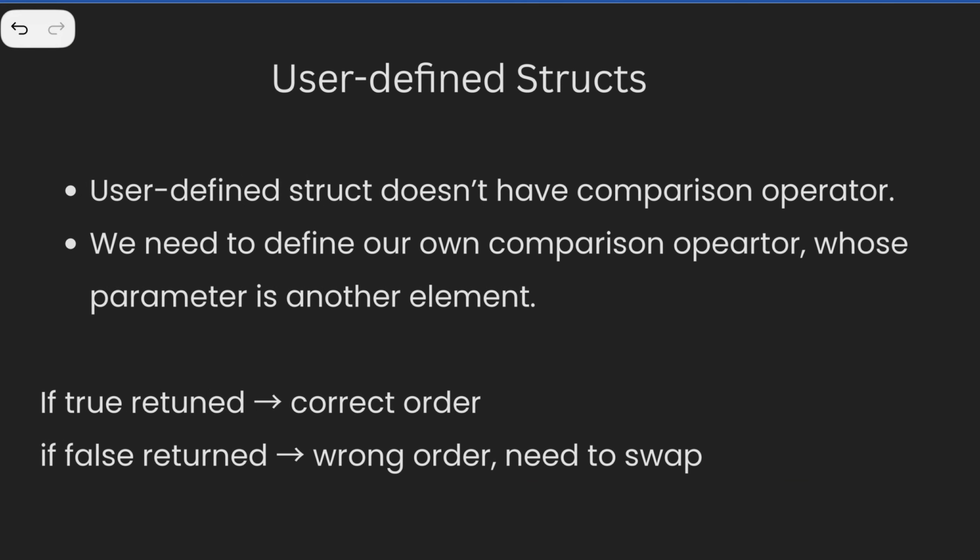So a user-defined struct doesn't have a comparison operator. So we need to define our own comparison operator so that the sort operation will use that comparison operator to place the element. Now the input of this comparison operator is going to be the other element with which we are doing the comparison. If the value returned is true, the order is correct. If the value returned is false, the order is wrong.